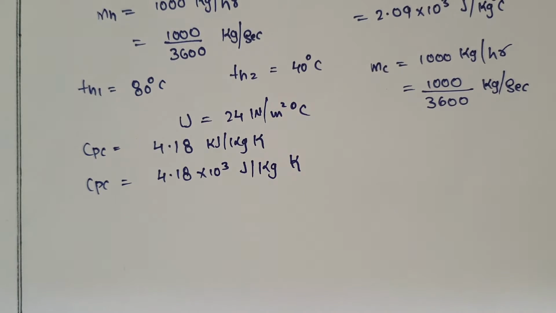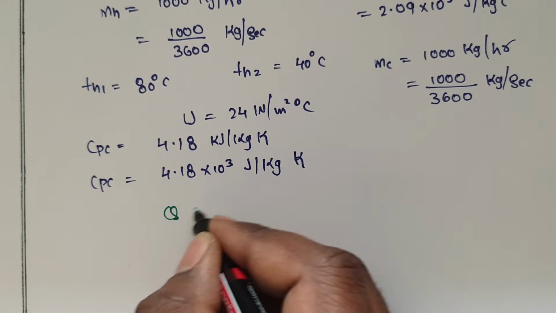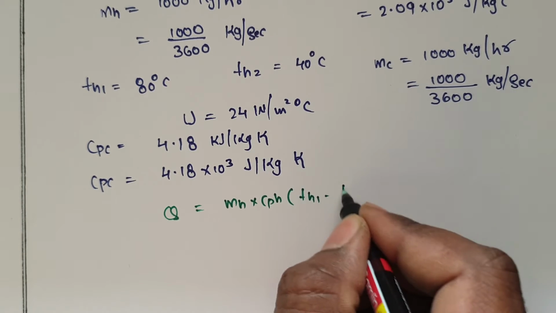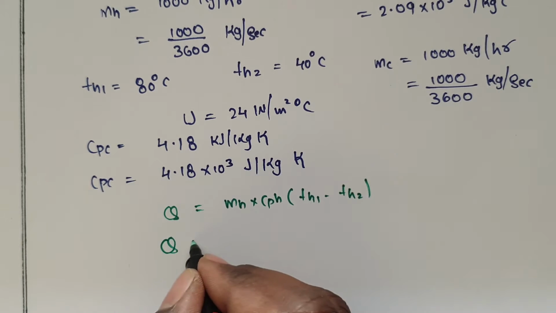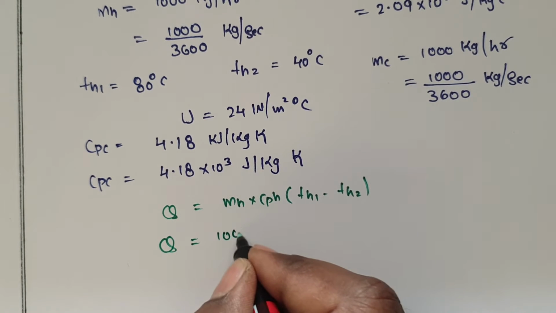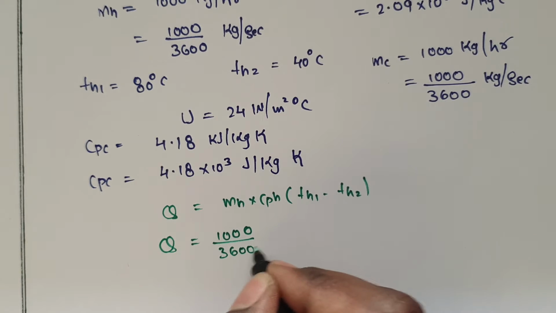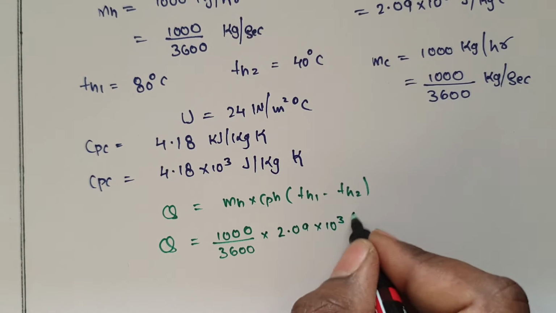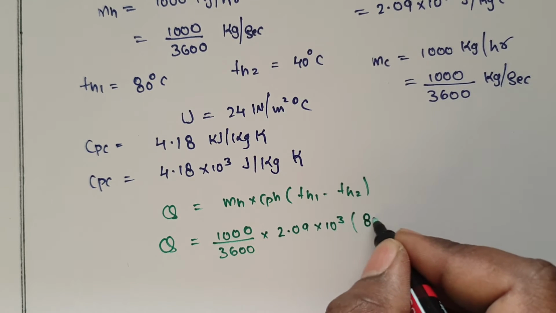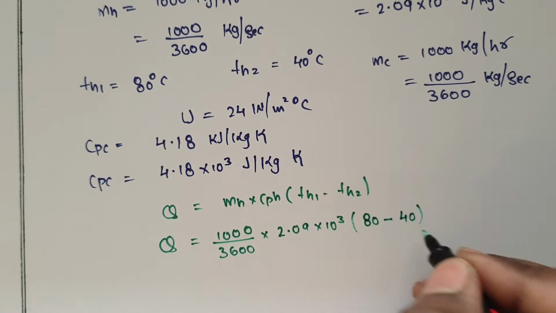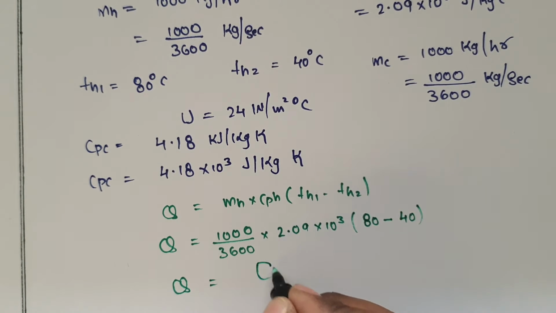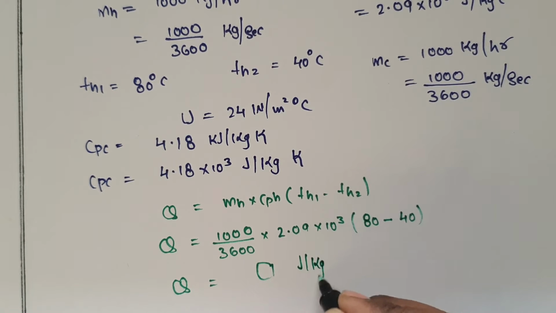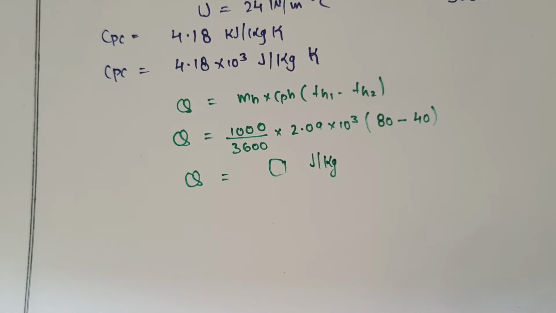For finding the value of Q, see here, this formula will be there. Q is equal to MH, CPH, TH1 minus TH2. So Q is equal to MH, which is 1000 divided by 3600, then the Cph value 2.09 into 10 to the power of 3, and TH1 value is 80, and TH2 value is 40. So here you will get the value of Q. Here you got the value of Q.